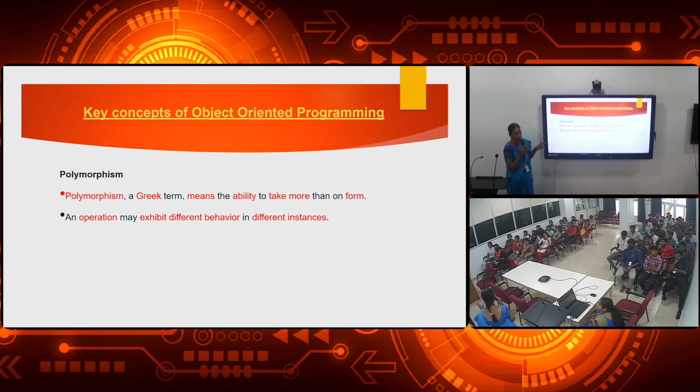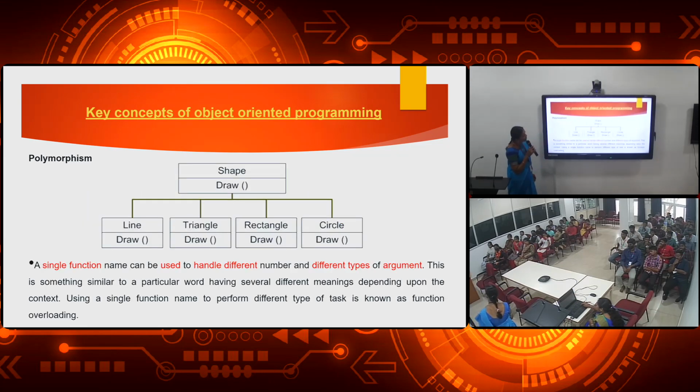It is of two types, runtime and compile time. I have already given example types for each and every concept. So this is what: Shape is a class. From this one they are deriving line, triangle, rectangle, circle, all the things are derived classes, and all the classes are going to have draw as the same function.